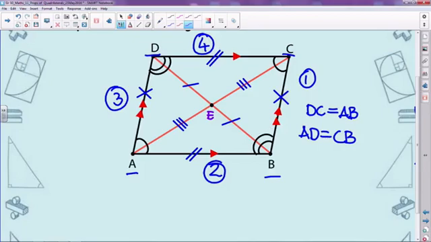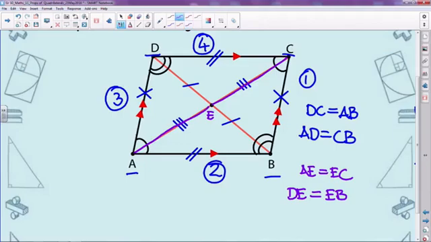We know that the diagonals bisect each other, which means that AE has the same length as EC. There we go. So that over there is the same length as that side over there. And we also know that DE has the same length as EB. Why? Because diagonals bisect each other.